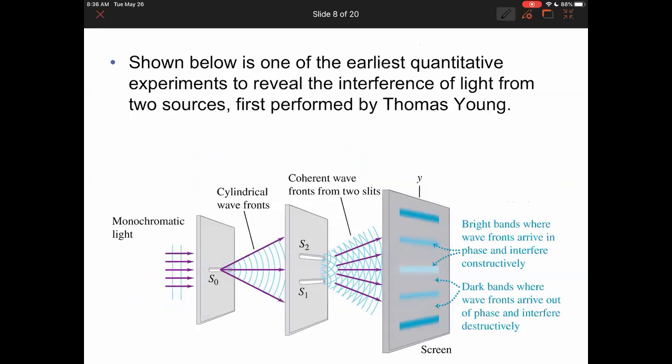Now, the same thing also happens for light as well. Here's an experiment where you have monochromatic light sent through some kind of opening, and this effect is known as diffraction, which we're going to see. You have parallel rays moving through an opening, and as they go through, they spread out like this, so you can have cylindrical wave fronts. After that, when the light goes through two more openings, you see an experimental result that completely contradicts what Isaac Newton proposed for light.